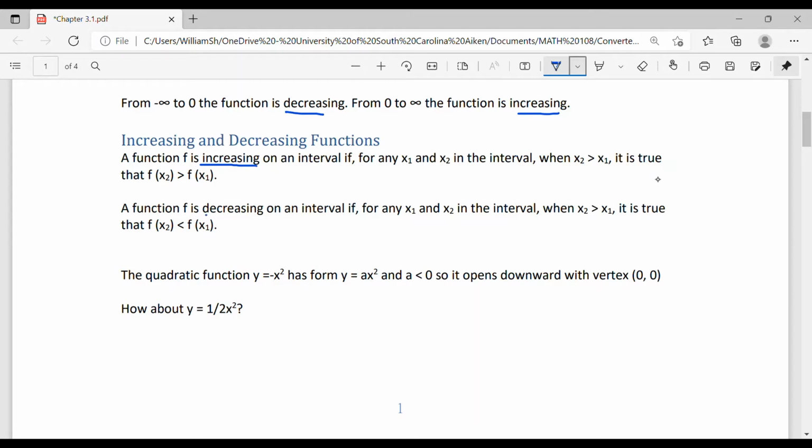And for decreasing, it kind of works the opposite way. A function f is decreasing on an interval if for any x1, x2 in the interval, when x2 is greater than x1, it is true that f of x2 is less than f of x1.